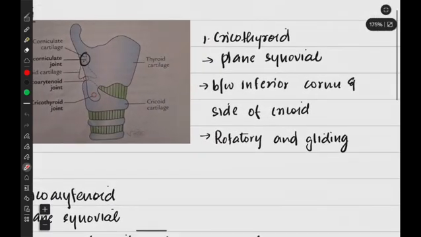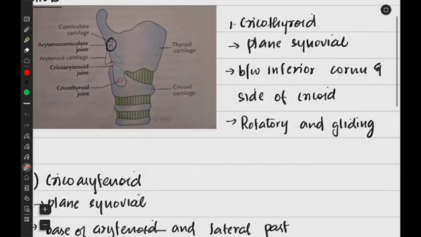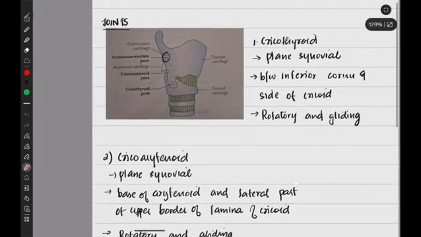So first is about the cricothyroid joint. The cricothyroid joint is a joint between the inferior cornu of the thyroid and the side of the cricoid cartilage. It has rotatory and gliding movements.